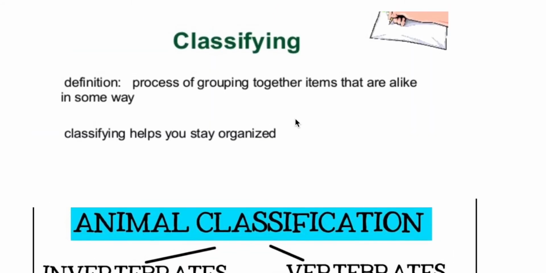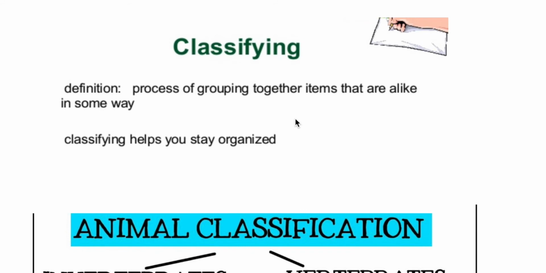The definition of classifying is the process of grouping together things that are similar in some ways.